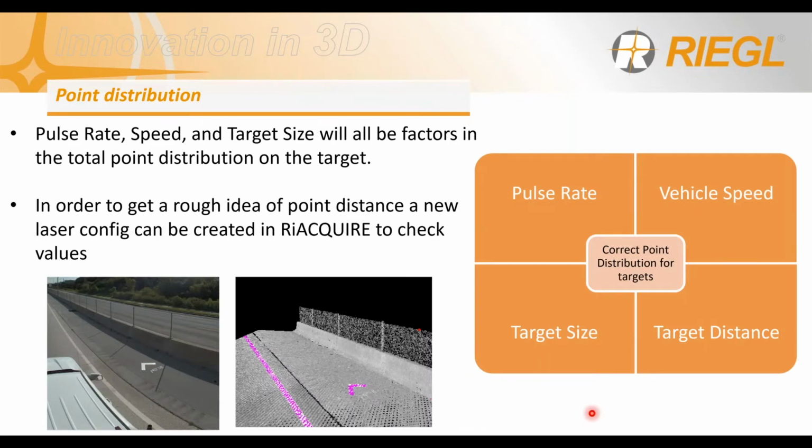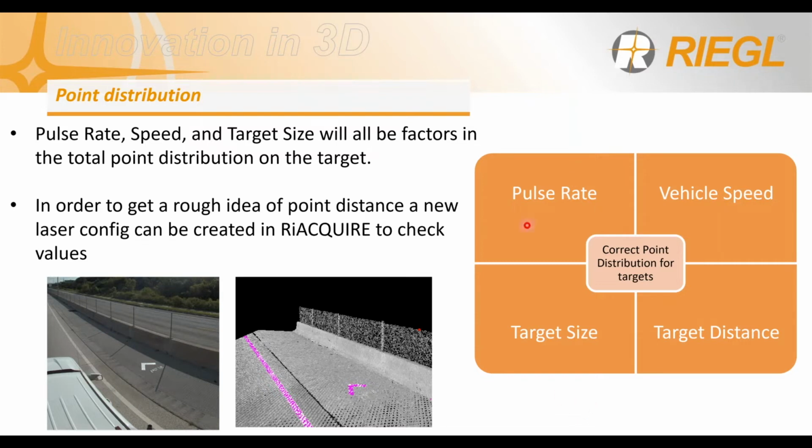Number 2 is point distribution. This is a big one. If we don't reach that 10 line and 10 point minimum on the targets, the auto pick will never pick it up. So when we talk about point distribution, we're really talking about 4 key factors that go into the correct point distribution that you need to think of when you're actually out driving.